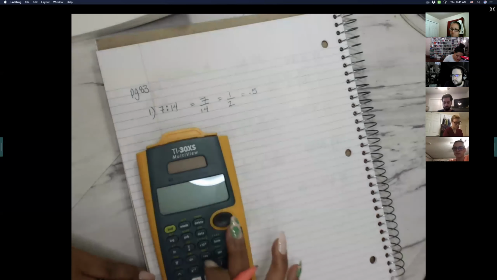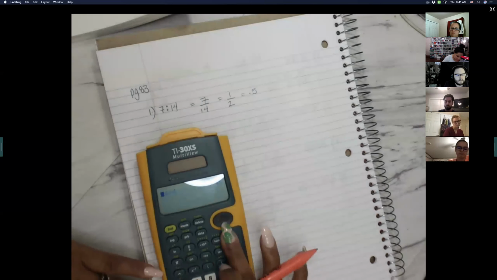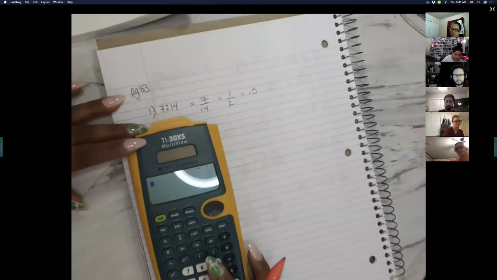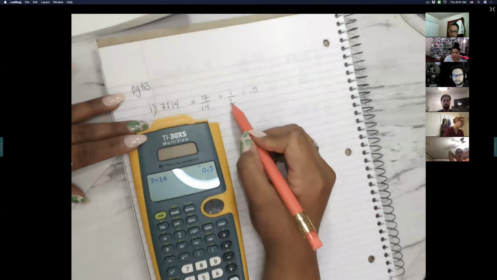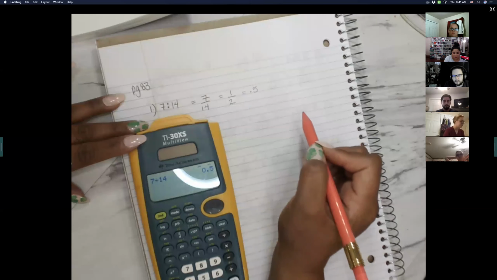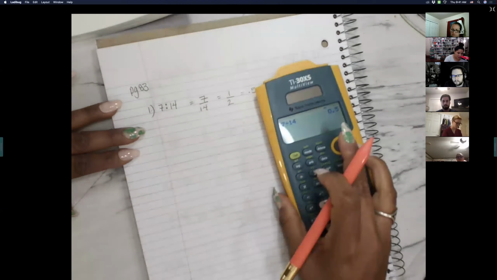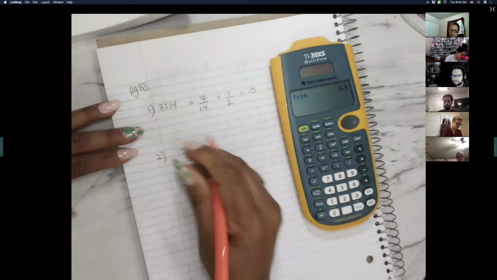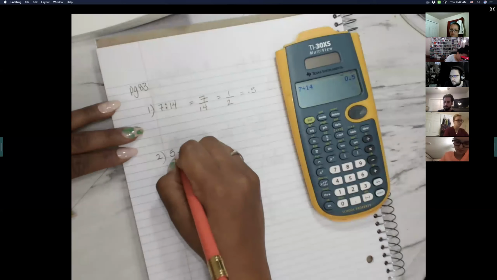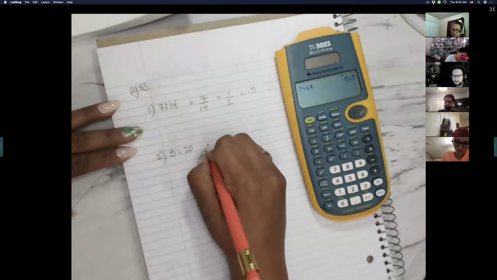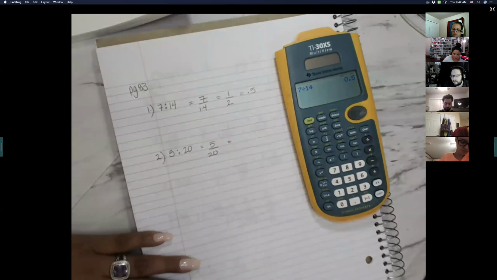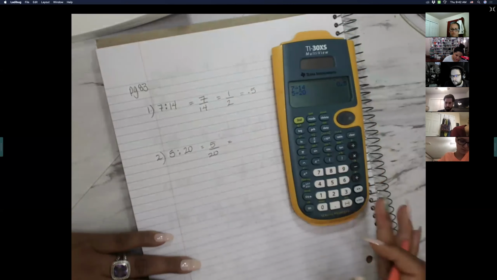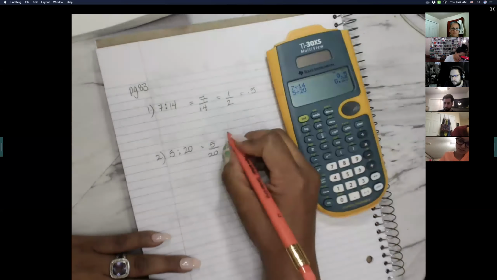If you're not comfortable with this, then just put it in your calculator. 7 divided by 14. It's a half. The end. You don't have to do all this additional work, okay? Okay, so the next one, number 2, the ratio is 5 to 20. What's the decimal? It's just 0.25, right?